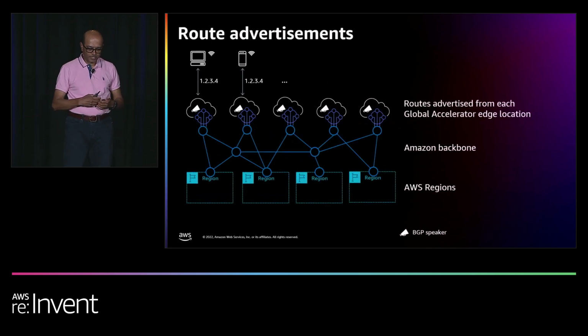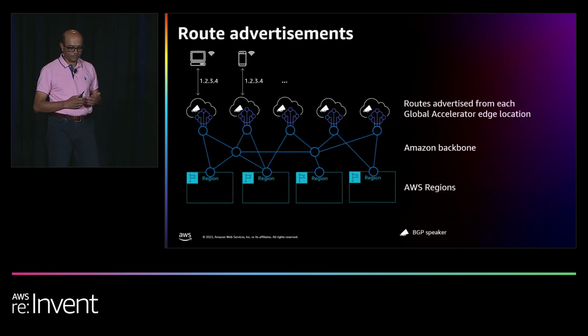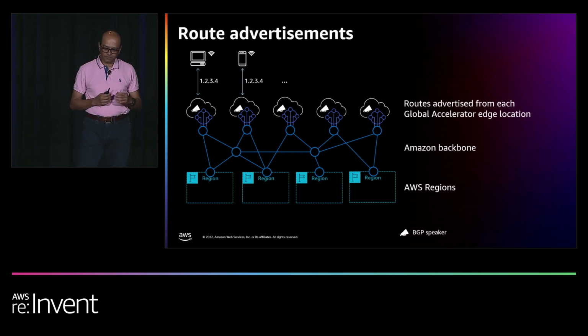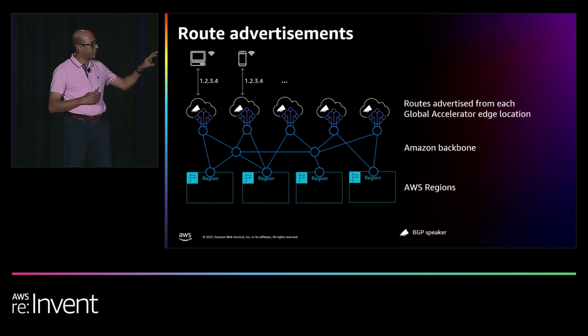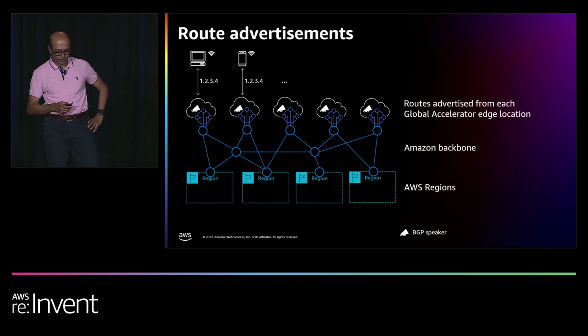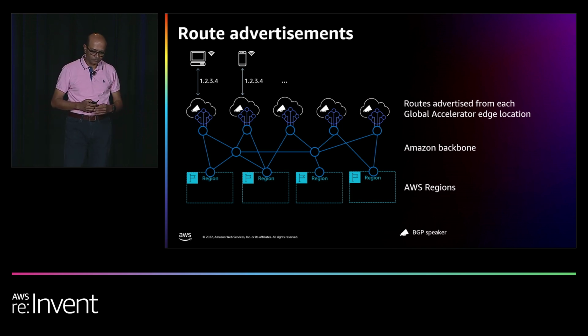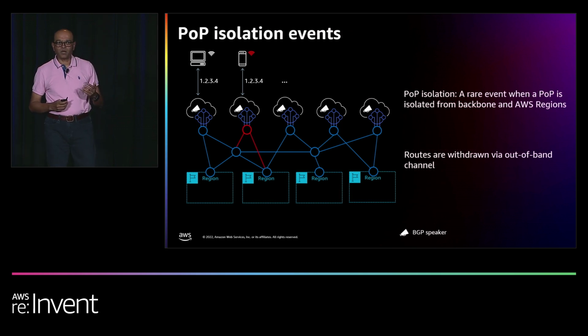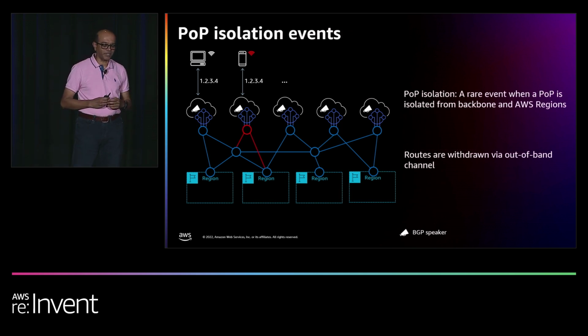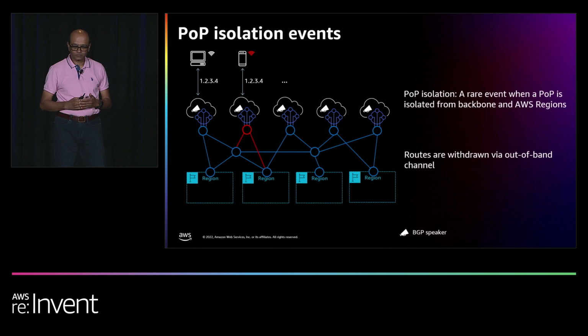So as mentioned before, with respect to route advertisements, we announce these prefixes from every Global Accelerator edge POP through our transit centers. And until recently, we ran the BGP speakers in each edge POP. See those icons there that are in those edge locations. Now, each edge POP has at least 2 independent links to the backbone.